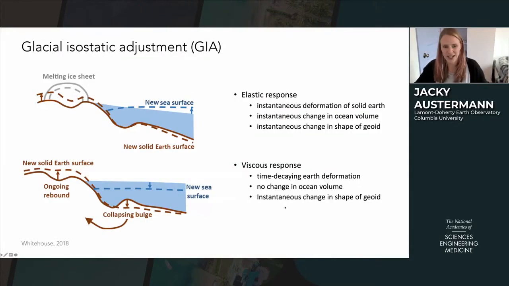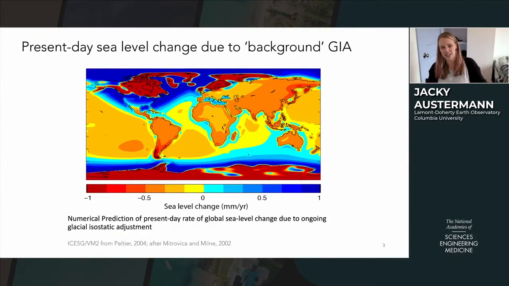We've heard a lot about GIA, we've covered the process, so I'm glad that I don't have to go over these details again. Instead, I'm going to jump right in here, which is to look at sea level change today, or over the Holocene, and how it's driven by GIA. And Pippa referred to this as the background GIA, so I snuck that into the title of the slide here.